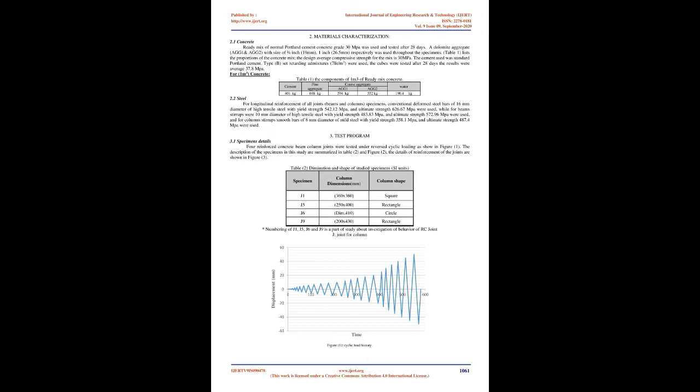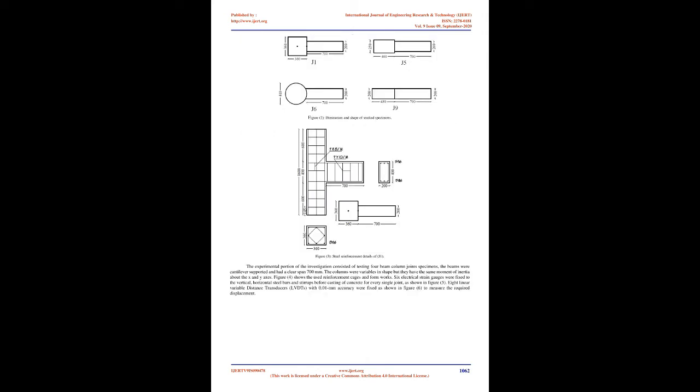ACI-ASCE Committee 318 provisions apply only to joints designed on strong column weak beam philosophy where the column width is equal to or greater than the beam width. For ductile structures, it is necessary that the column should be stronger than beams to ensure a desirable hierarchy of yielding. It is generally desirable to provide stronger columns and to allow the yielding of beams in flexure prior to possible yielding in columns, because column failure generally leads to the collapse of entire structure.